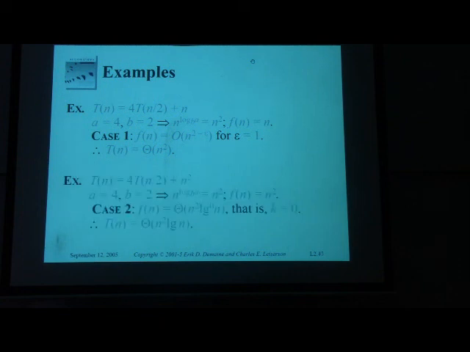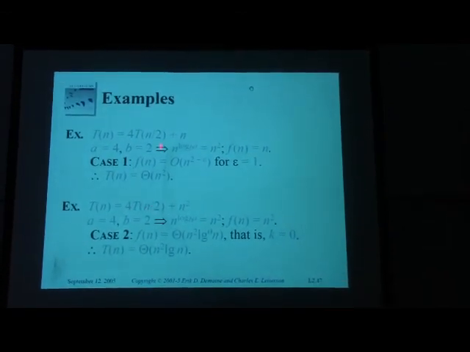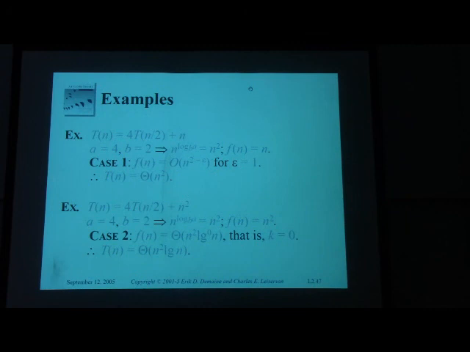Okay, so let's take a look at example 2. So here we have t of n is equal to 4t of n over 2. Notice it's the same thing here. The only difference was we have n squared for our actual complexity. So again, our n to the log b of a is still n squared, same as before. And our f of n is also n squared.